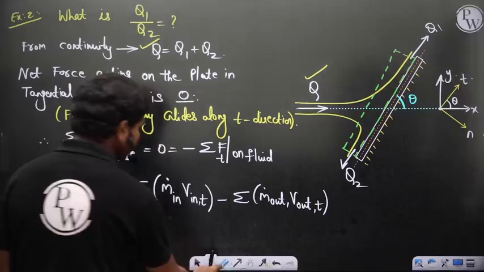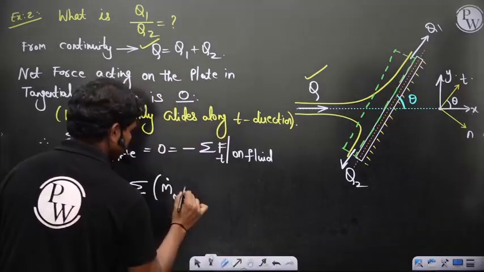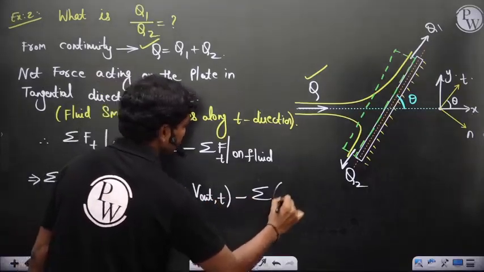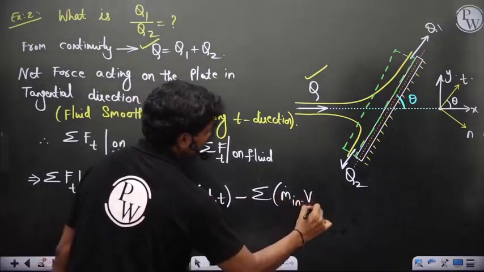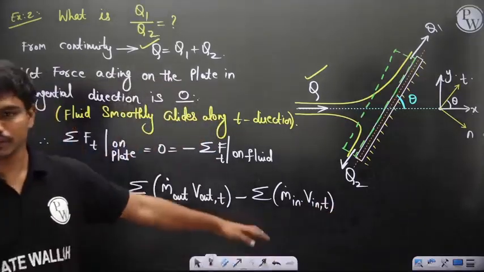Oh, sorry, here I have changed. That's why this confusion is always there for me. Unless I do the derivation, I'm not sure. Summation m dot V out in the t direction minus summation m dot V in in the t direction. Yeah, now it's fine. So I think this is the confusion.